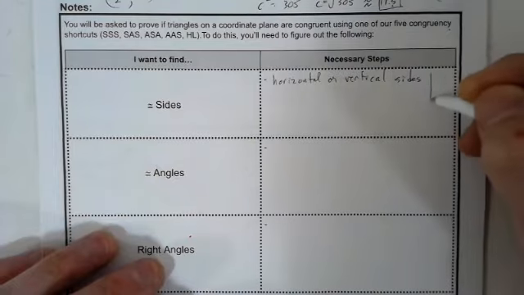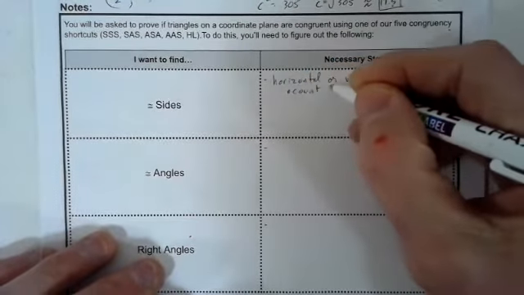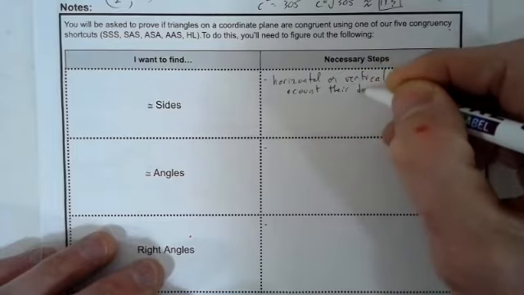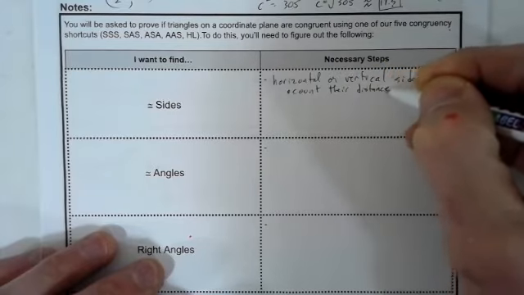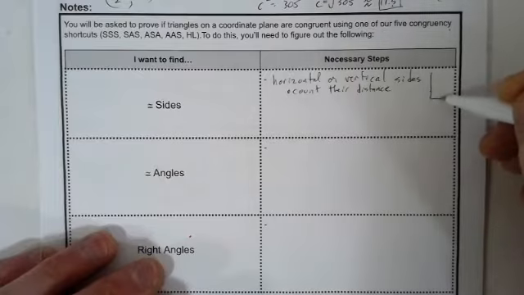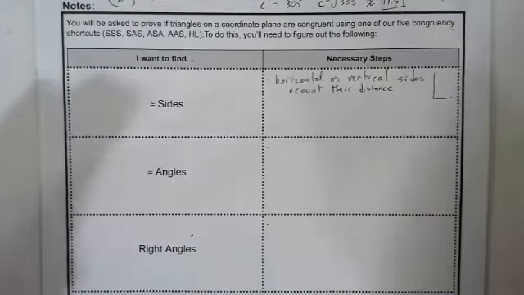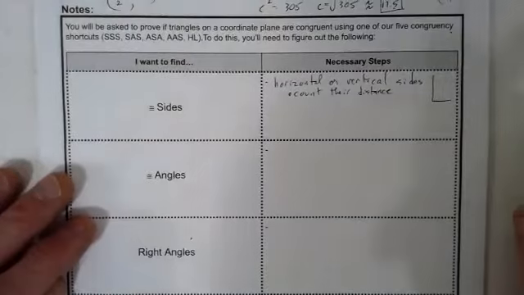Right? If they go vertical or horizontal, all you do is just count their distance. It's easy on the coordinate plane: 1, 2, 3, 4, 5, or 1, 2, 3, however far they are. So if you have horizontal or vertical sides, it's really, really easy.